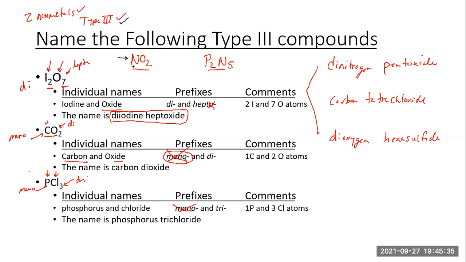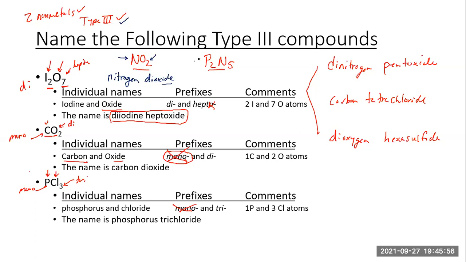So I see 1 nitrogen, the prefix for 1 is mono, but we don't use it on the first name. So we just simply use the entire first name of the element, which is nitrogen. There are 2 oxygens, the prefix for 2 is di. And again, the oxygen gets the IDE at the end of it, so nitrogen dioxide.